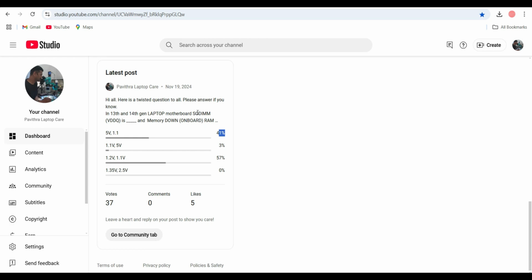It means the SODIMM, the external RAM slot on the 14th generation motherboard, has a 5 volts supply and the onboard RAM supply has 1.1 volts. 3% say the SODIMM slot supply is 1.1 volts and the memory down, the onboard RAM, has 5 volts. And 57% say 1.2 volts and 1.1 volts. See guys, here I got different opinions from different technicians.